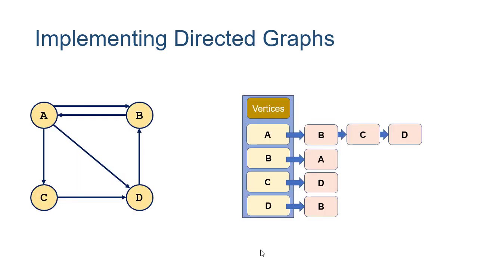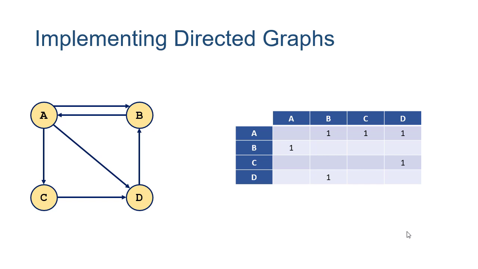Now, if we have a directed graph, then our adjacency lists will keep track of the neighbors of each vertex. But notice now there's an edge from A to C, and C is in the adjacency list for A, but there's not an edge from C to A, so A doesn't exist in the adjacency list of vertex C. We could also implement this with an adjacency matrix, and here the starting node of the edge is the row, and the column is the ending node of the edge. So here you can see A has edges to B, C, and D, and all the other nodes only have one outgoing edge. And now you'll notice that this matrix is not symmetrical.